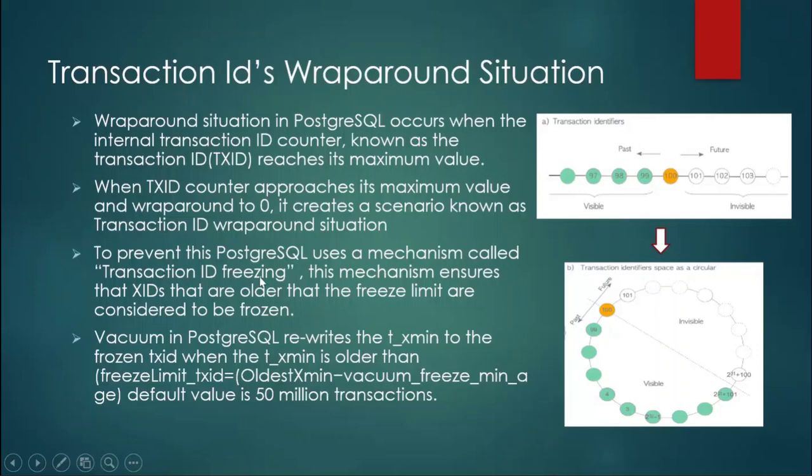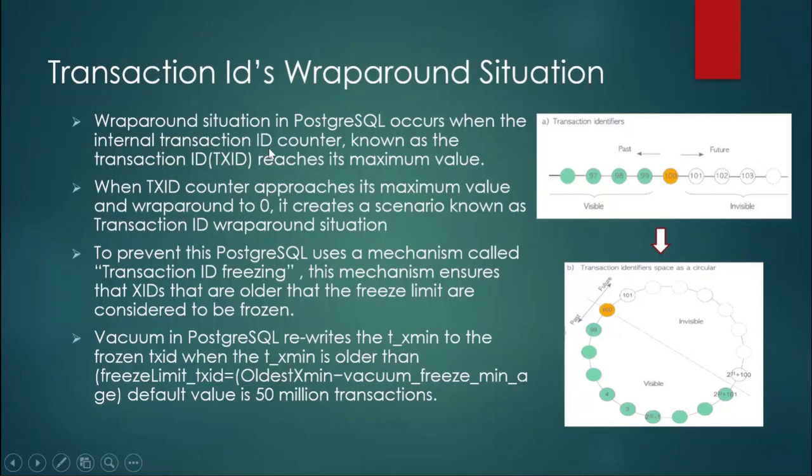Okay, so this transaction ID freeze will be taken care of automatically by the autovacuum process. Whenever you do any vacuuming, it not only deletes the dead tuples, but it will also check for your transaction ID freeze. If this transaction ID freeze happens, it will reuse your transaction ID for future use. This keeps on going in a circular manner.